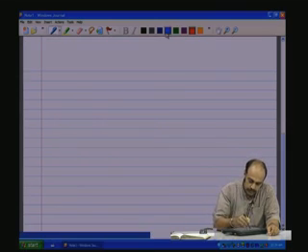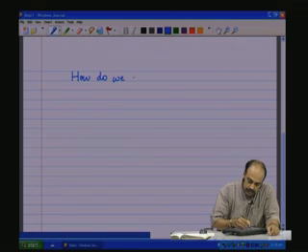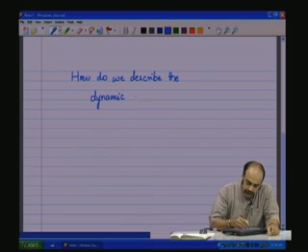So, the question arises, how do we dynamically describe the circuit? How do we describe the dynamic behavior of circuits?